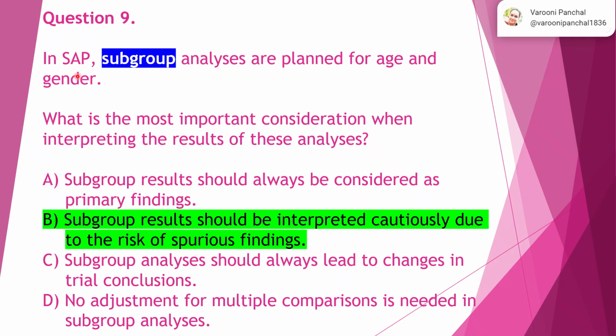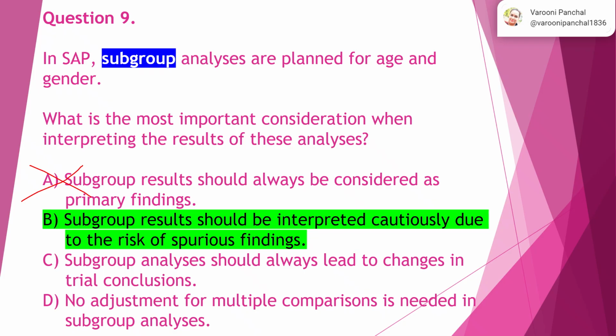Question 9. In statistical analysis planned, subgroup analyses are planned for age and gender. What is the most important consideration when interpreting the results of these analyses? Option A. Subgroup results should always be considered as primary findings. Not necessary. It's not mandatory that the subgroup or the strata results should be considered as primary. It is irrelevant. So this is not mandatory.